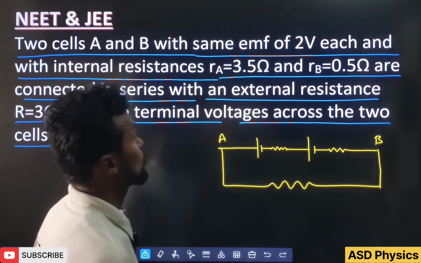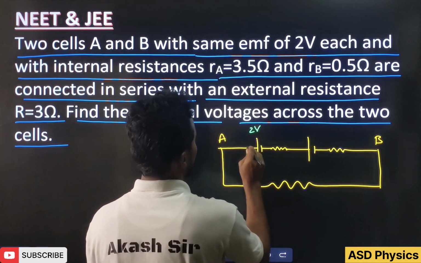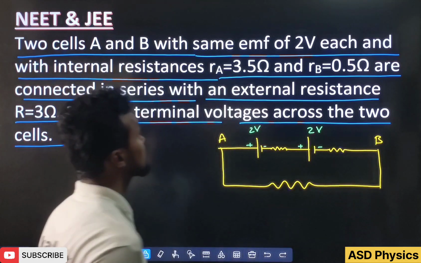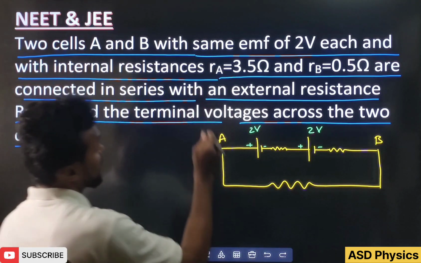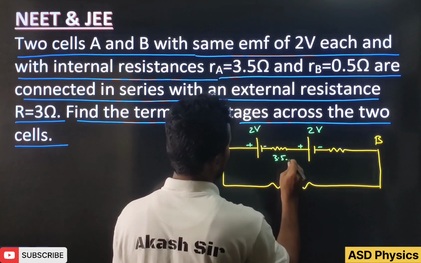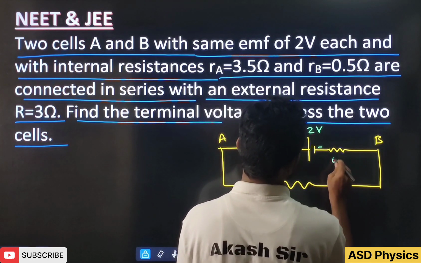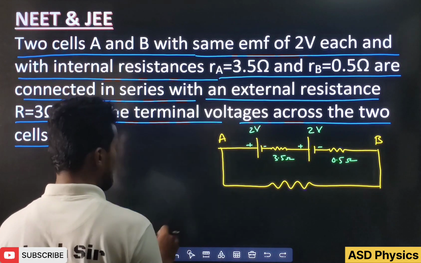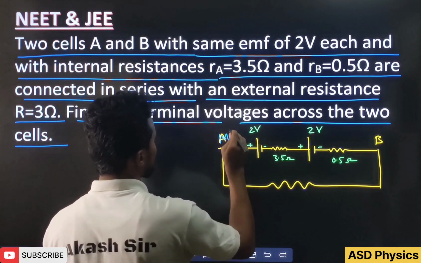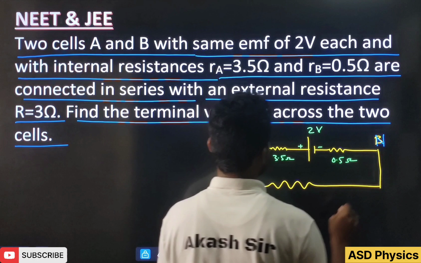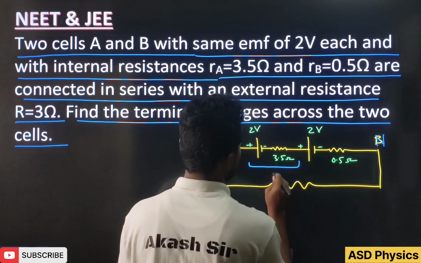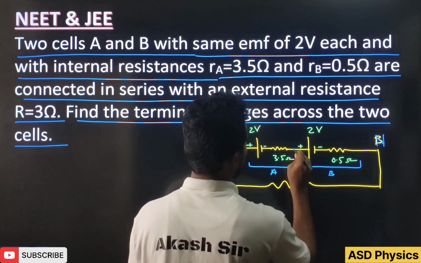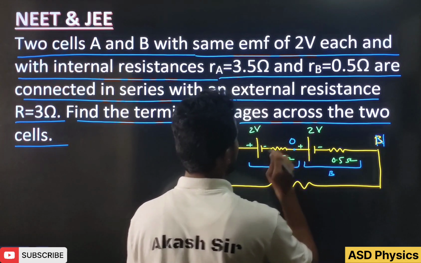Now, the first cell is having 2 volt, plus minus. This is also 2 volt, plus minus. Resistance, how much is given here? RA is 3.5 ohm, and the second one is 0.5 ohm. Since they are telling cell A and B, I will take the terminals M and N, so that I can tell this is cell A and this is cell B. Now things will be very easy. And here let's take some point, I have taken O.